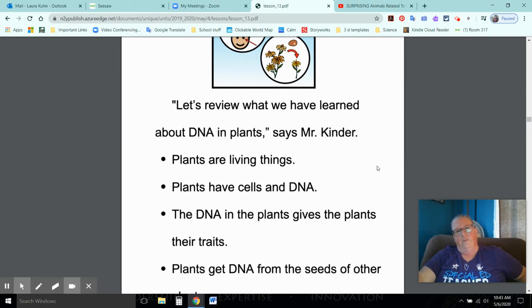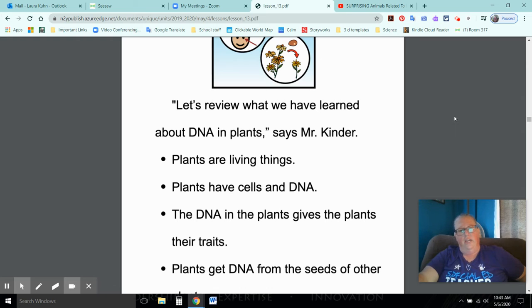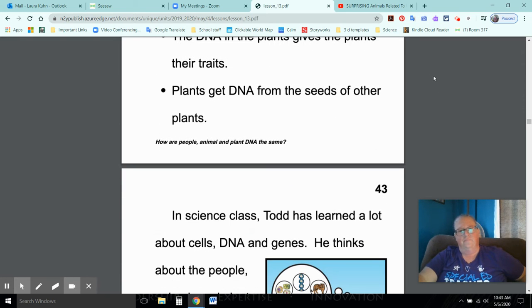"Let's review what we've learned about DNA in plants," said Mr. Kinder. "Plants are living things. Plants have cells and DNA. The DNA in the plants gives the plants their traits. Plants get DNA from the seeds of other plants."